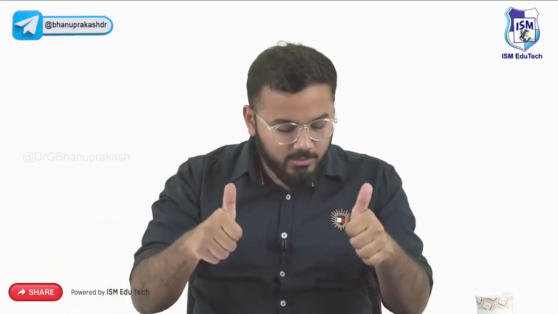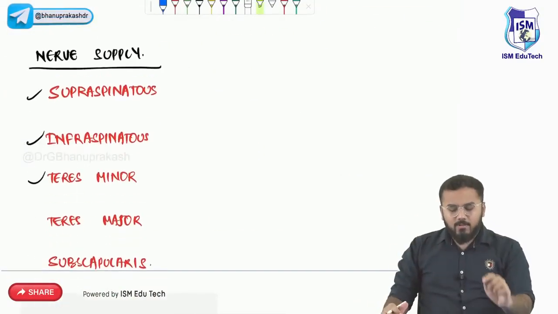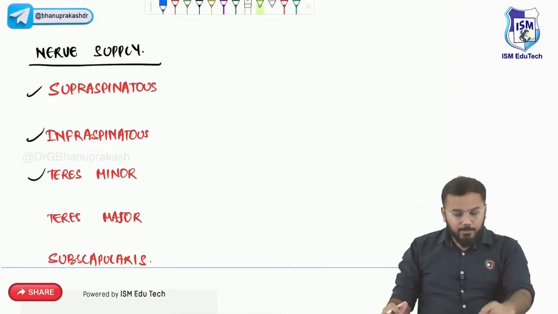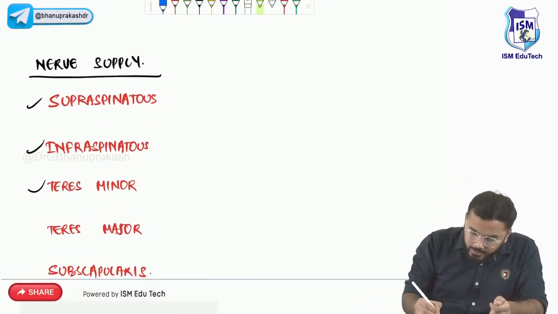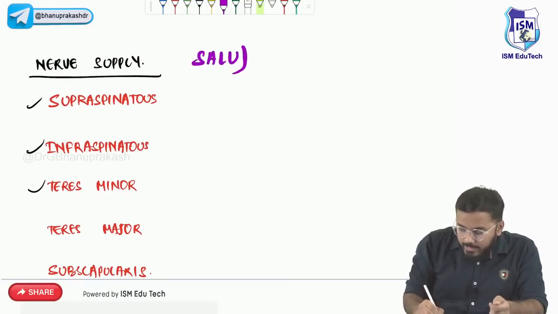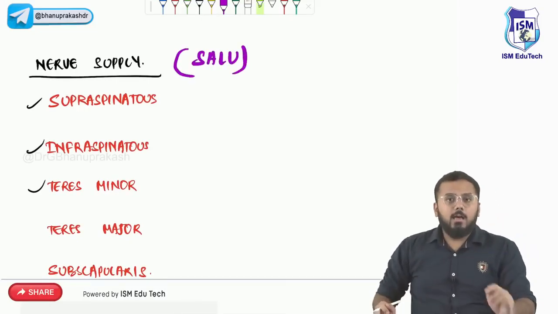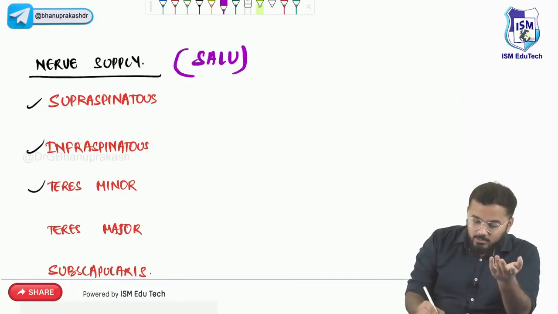Very, very good, guys. Excellent. Clear? So this is all you need to know. And one last important point regarding the nerve supply of this is that it is very easy to remember the nerve supply. Remember it as SALU. You know, S-A-L-U. In Hindi, salu is different. In Telugu, salu is different. Okay. So what is SALU?